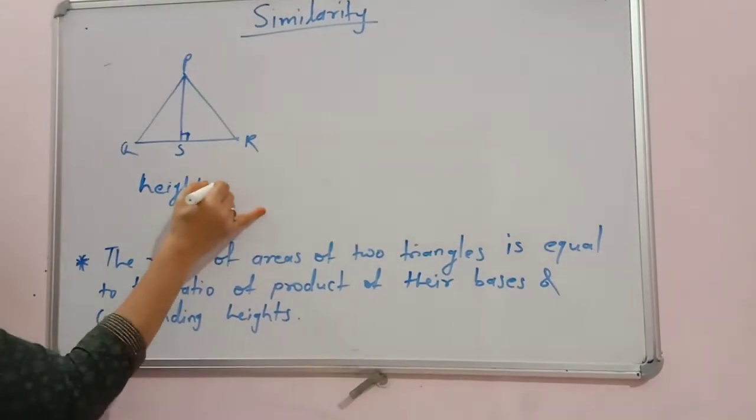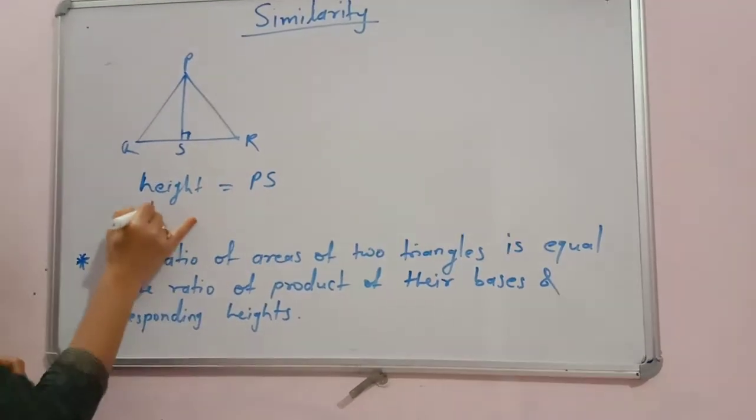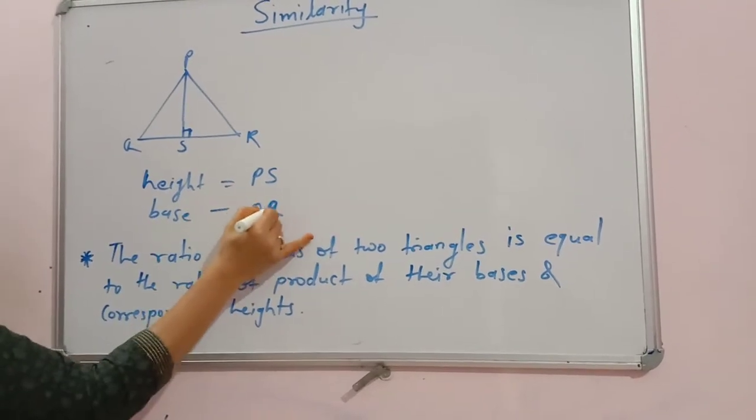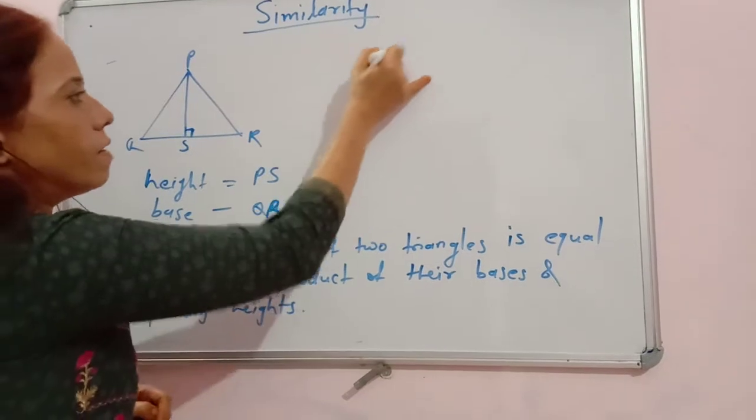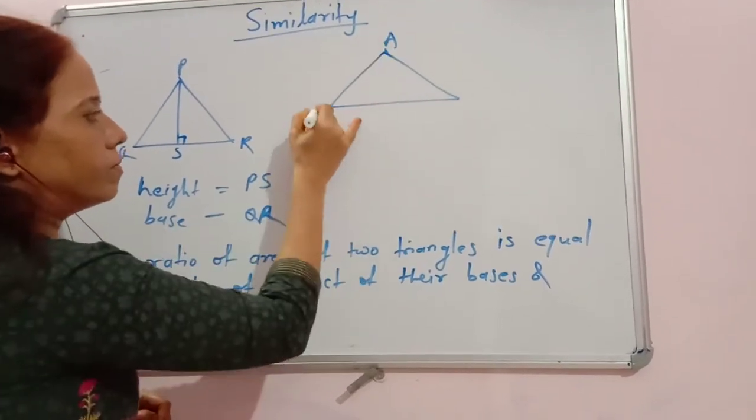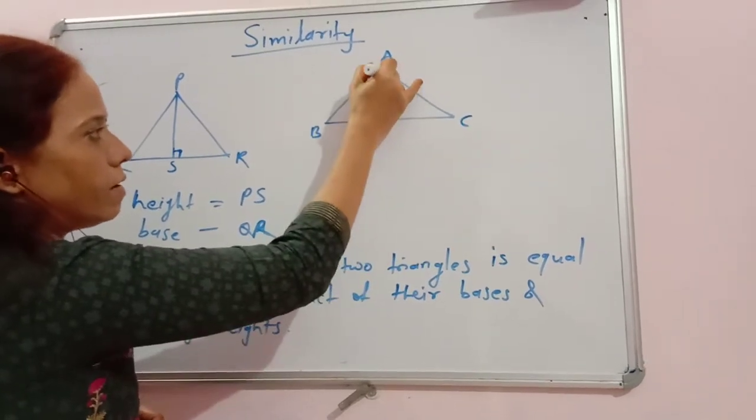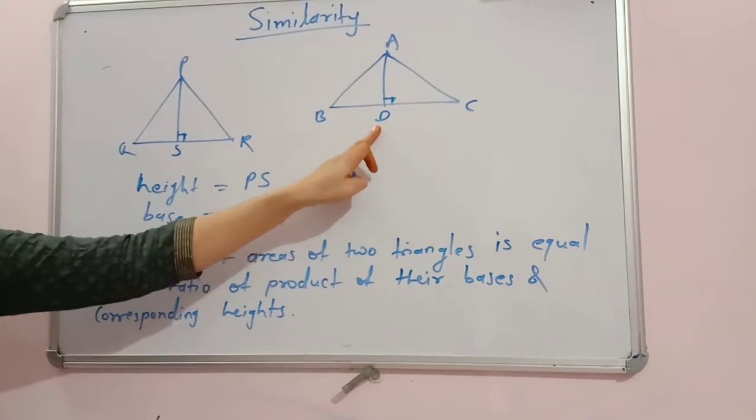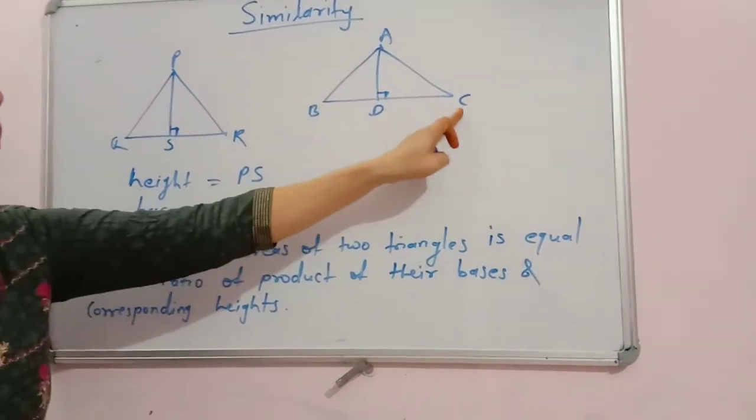Height is PS, and base is QR. Okay. Another triangle, it is ABC, and it has height this. I will write here D. So it has AD as the height and BC as the base.